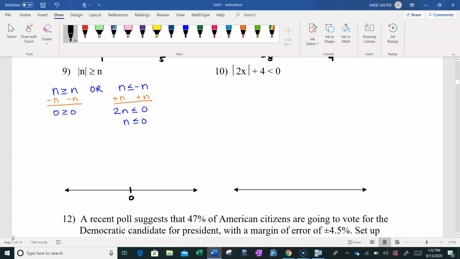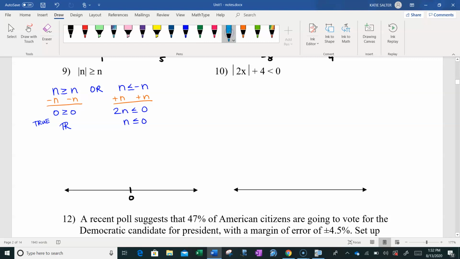Well, guys, anytime we solve an equation or an inequality and we reach a true statement, which is always true, the answer for that statement is all real numbers. So again, because this is true, 0 is greater than or equal to 0, for this part we're going to have all real numbers. The next one we have n is less than or equal to 0.